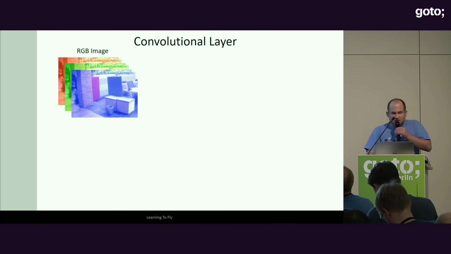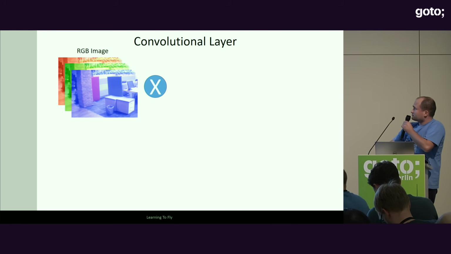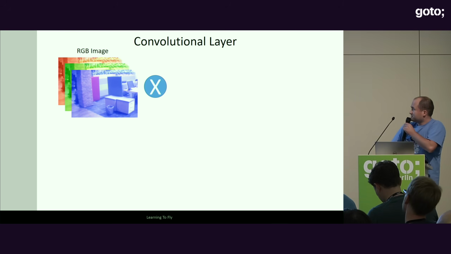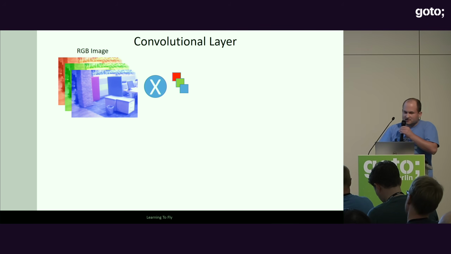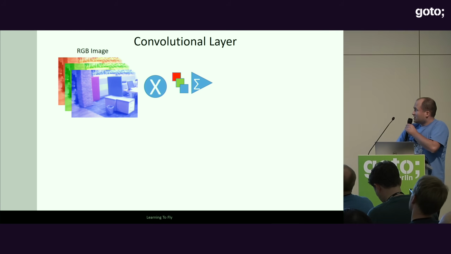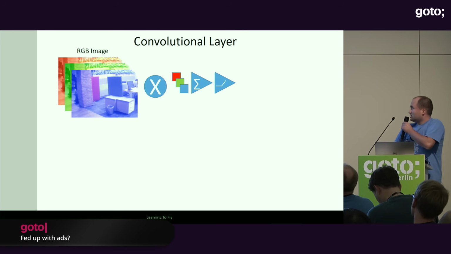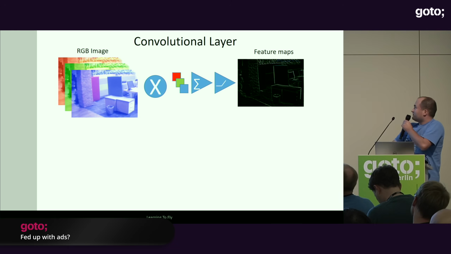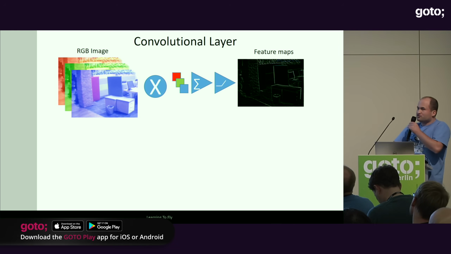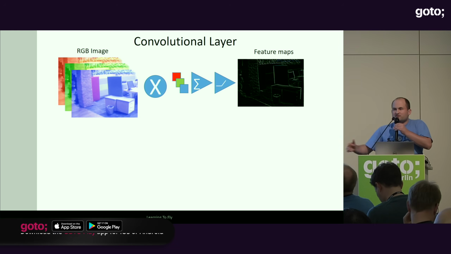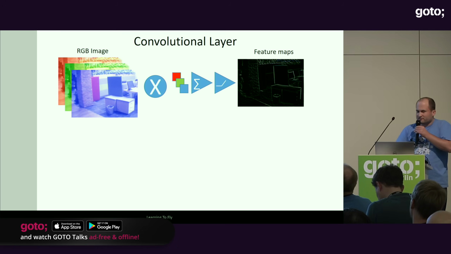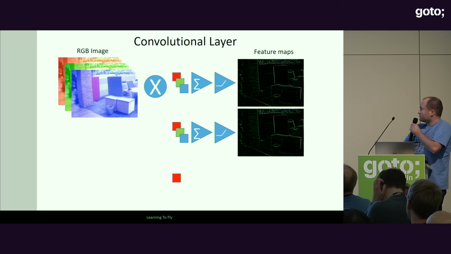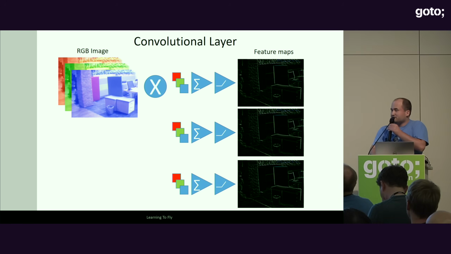So how does a convolutional layer look? We have the input image or input feature maps. We have a set of filters, the same number of filters as the number of channels. We convolve them and sum together. We apply the activation function, and we have the feature map. If you want to have multiple feature maps to extract many different features, we have to have multiple sets of filters.